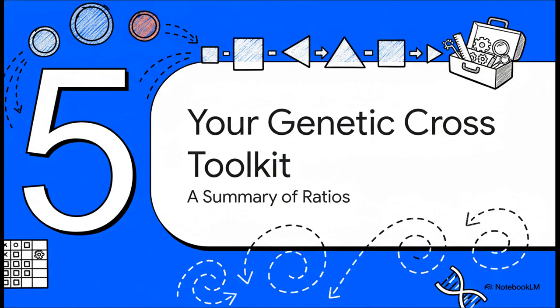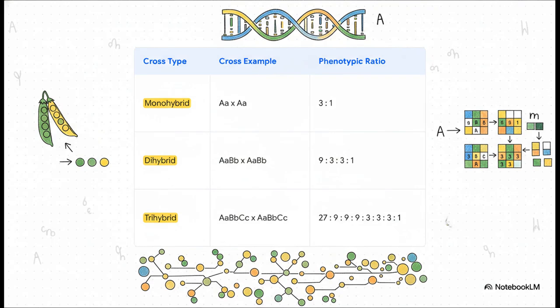So let's pull everything we've learned together into a practical toolkit that you can use to solve these problems super fast. Seriously, this slide right here is your ultimate cheat sheet. For any cross between parents who are heterozygous for the traits in question, these are the phenotypic ratios you are always going to get. Memorize these ratios and you'll be a genetics pro. 3:1 for monohybrid, 9:3:3:1 for dihybrid, and that big, beautiful pattern for the trihybrid.